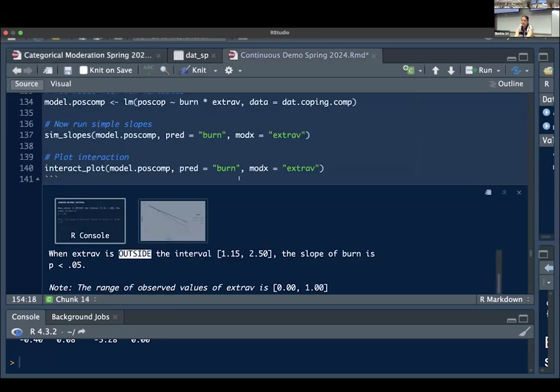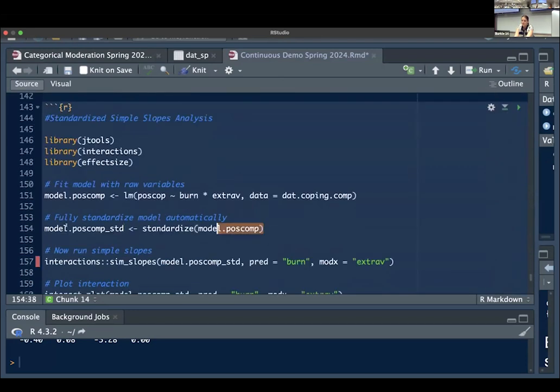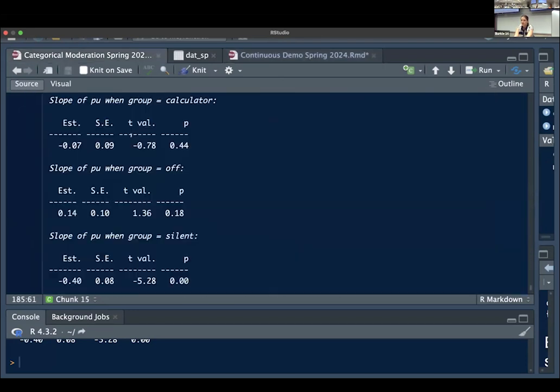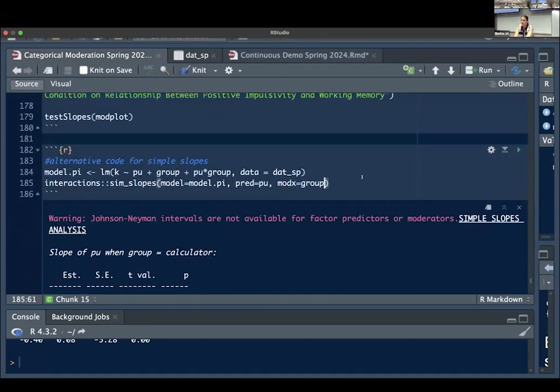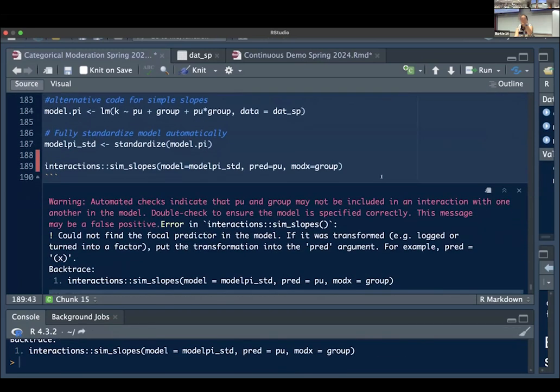By the way, I don't have it in here. Look at the continuous demo here real quick. Remember how we standardized the model? You see that? You can do that in categorical too if you want betas instead. You standardize the model, so this is model PI, standardize model PI, and then run it. You'll get the exact same thing. You'll get betas instead of Bs. It won't work on mine, it'll work on yours, because something's wrong with my R right now.